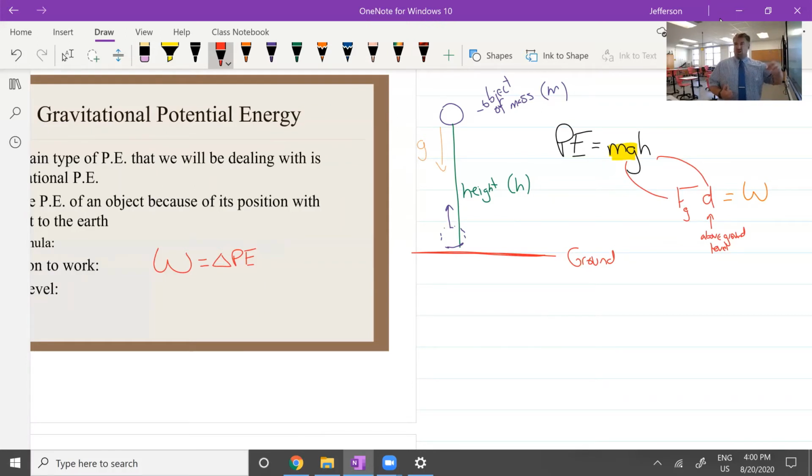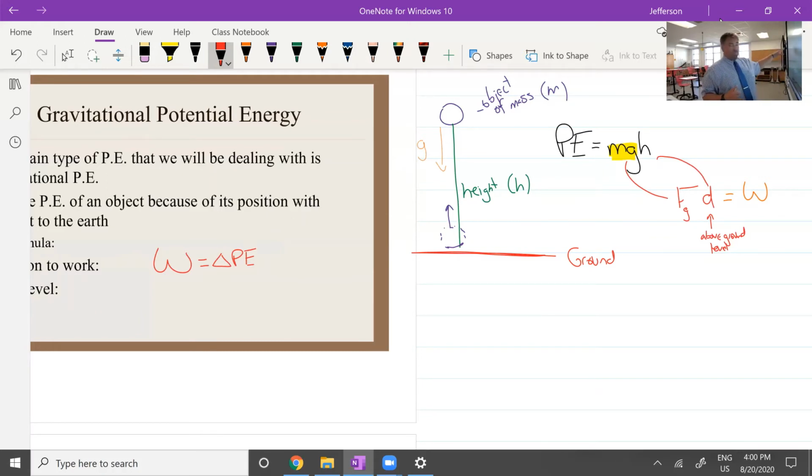If I take a ball and I throw it, I exert a force on it over a distance. It causes it to accelerate, to change its velocity, go from nothing to something. So the work I did there was equal to the change in kinetic energy.